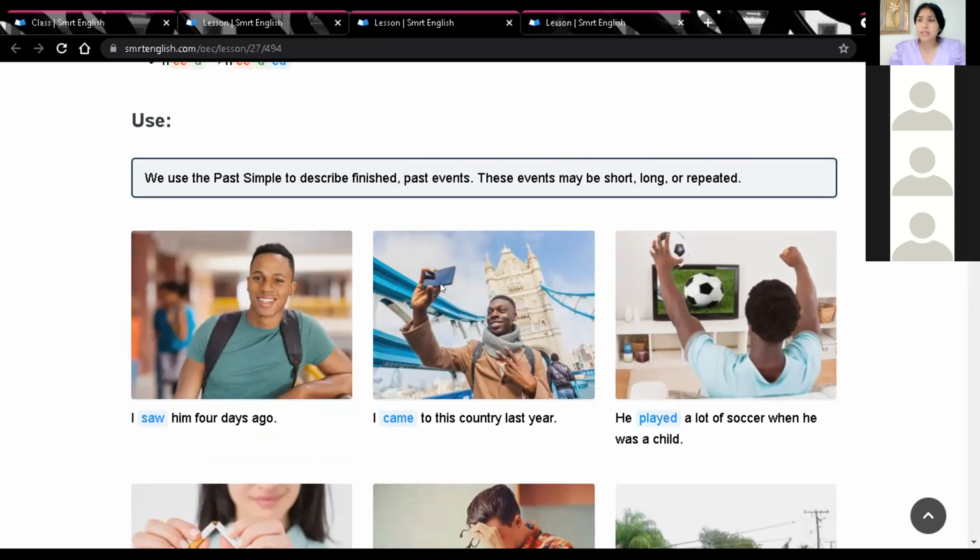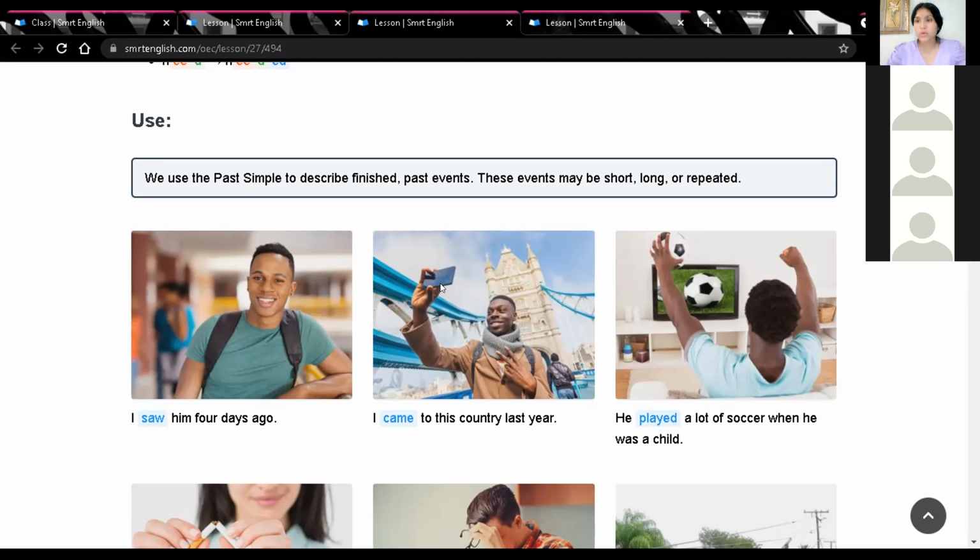So it doesn't matter if they happened a minute ago. It doesn't matter if they happened a long time ago. It doesn't matter if they were repeated, I mean, if they were happening at different times. The thing here is that they are describing something in the past and they are finished. They are concluded. What does it mean? It means that they stopped, they finished.